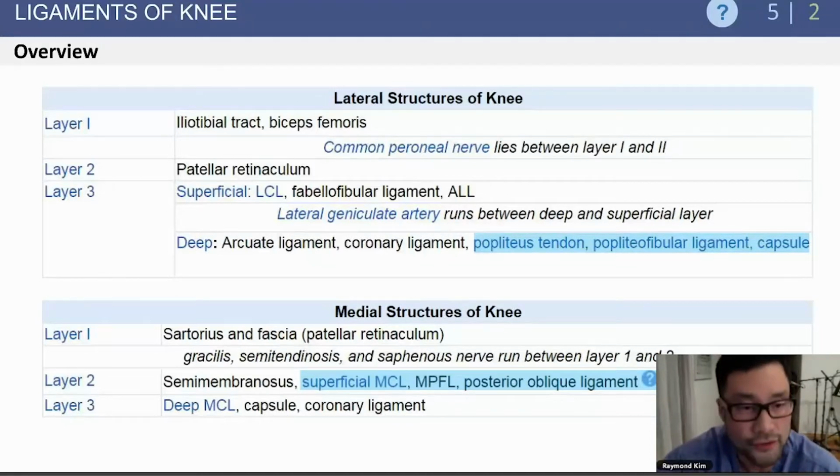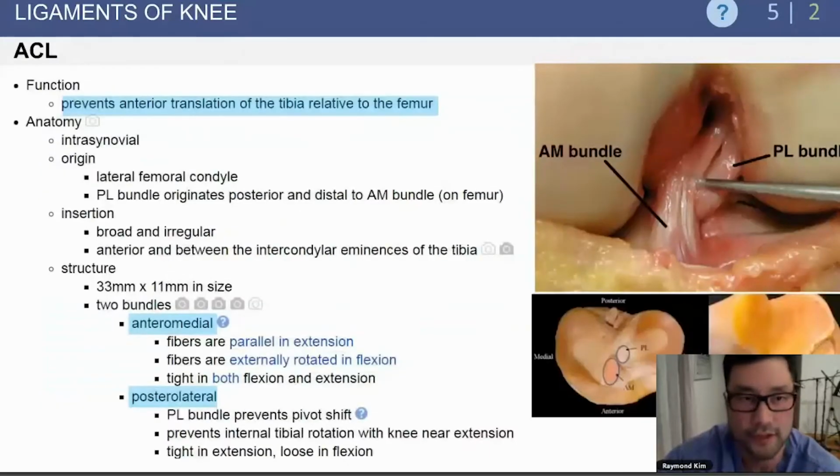On the medial side, layer 1 has the sartorius and fascia. The saphenous nerve runs between layer 1 and layer 2. In layer 2, you'll have significant structures like the superficial MCL, the medial patellofemoral ligament, and the posterior oblique ligament. And layer 3 contains the deep MCL.